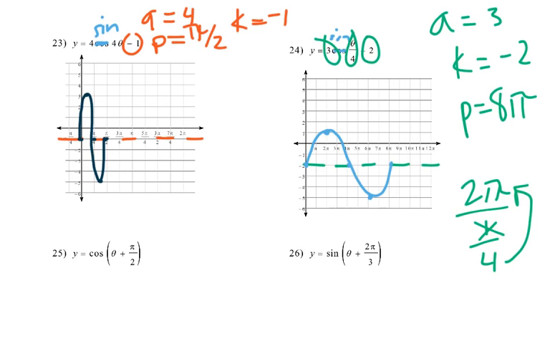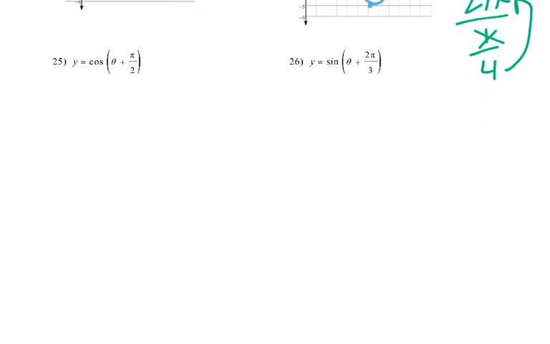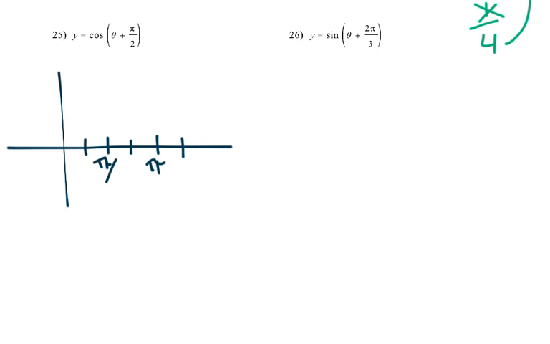Okay, now on 25 and 26, I believe these are our last two, right? You're graphing these ones as well, but we're dealing with the phase shift now. So let me draw a graph here. We've got pi fourths, pi halves, 3 pi halves, 2 pi, 3 pi fourths, pi, okay, and then we'd go, so that would be pi halves, this would be 3 pi halves.